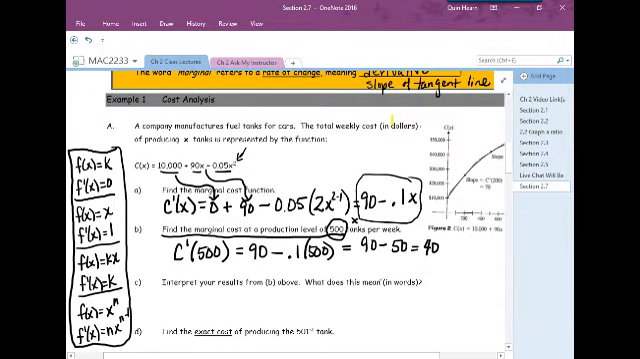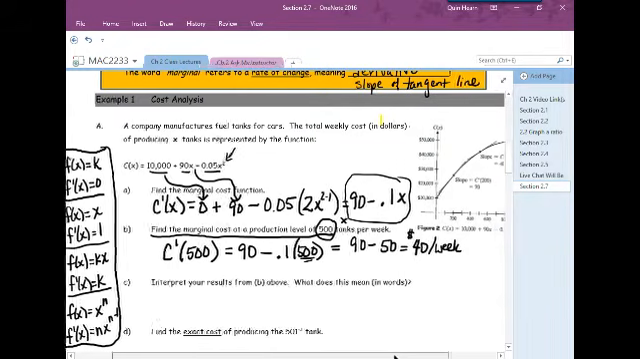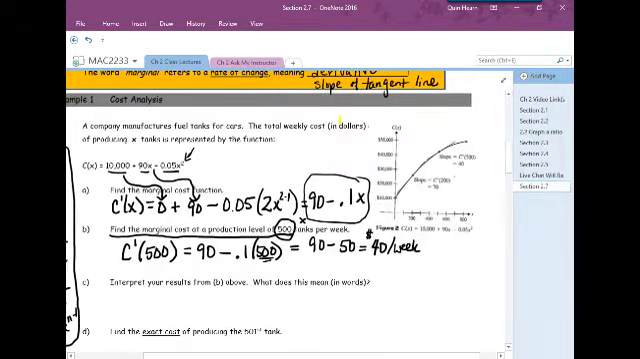All right, so the change in the cost, the weekly cost, when we're producing 500, at that moment, the cost per week is increasing by $40 per week. All right, so what we just found is the slope of the tangent line here at 500 units of production.